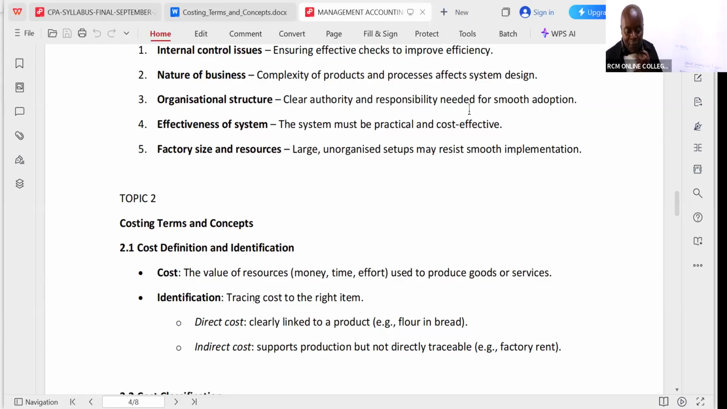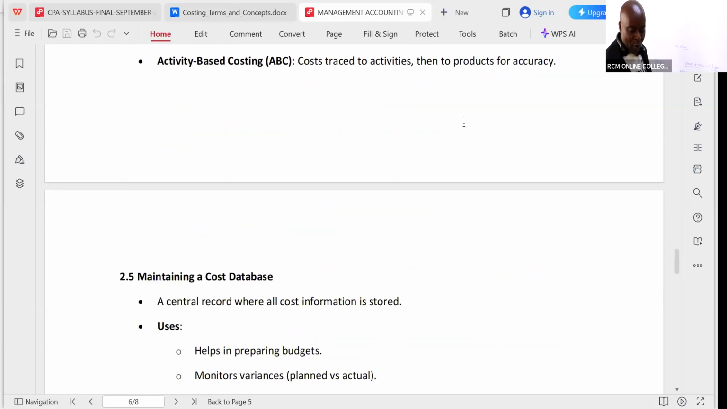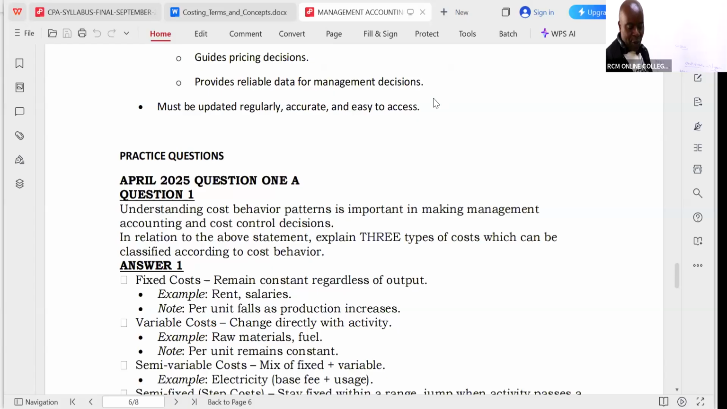By the time we finish doing today's topic, I expect ourselves to be able to answer the following questions. Like we have April 2025, question number 1A. I'm just reading the questions alone for us to have them at the back of our minds.